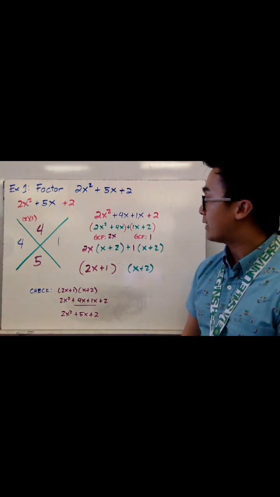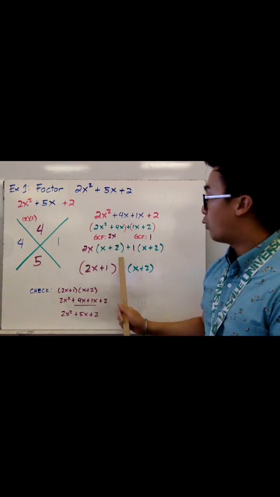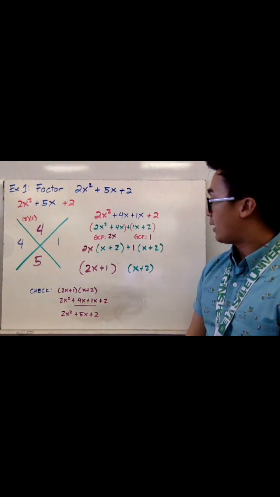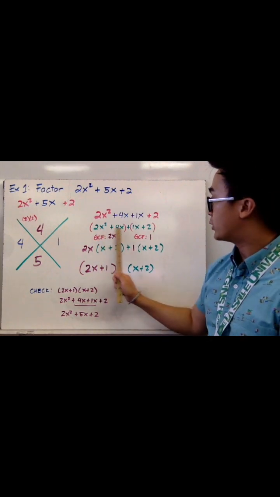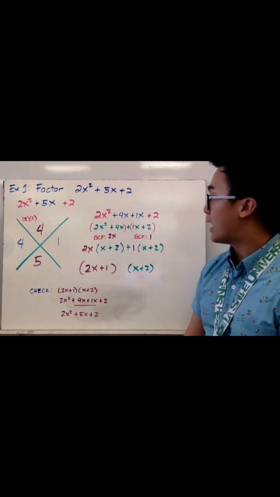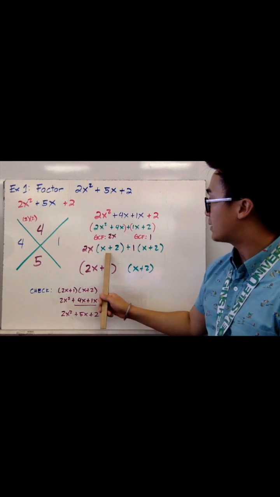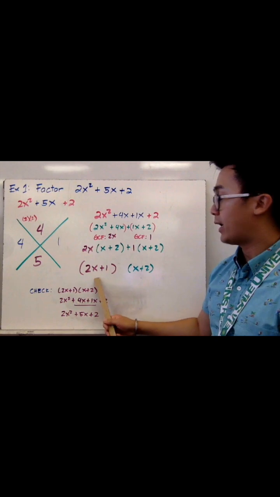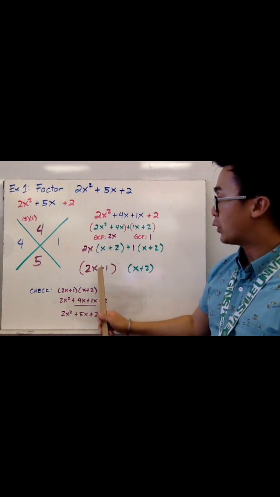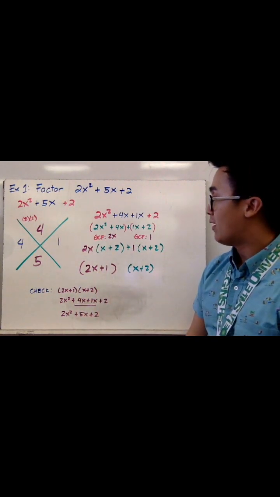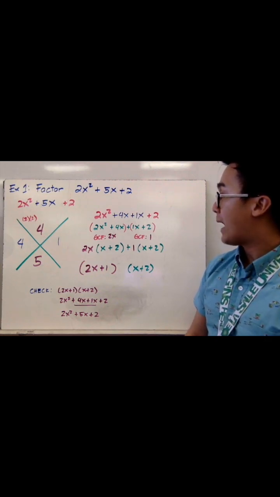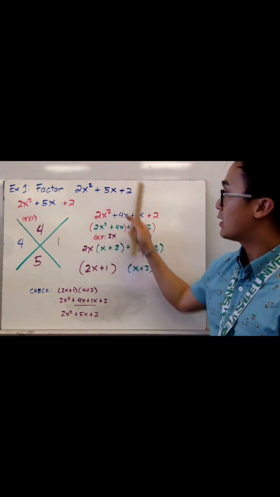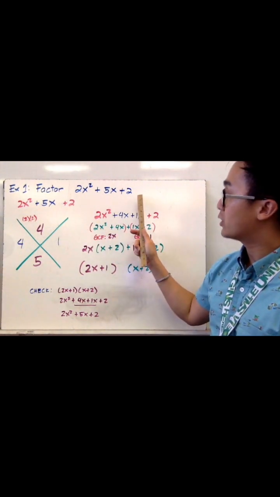You will notice that in this stage, our parentheses are the same, because now we have generated a common factor between our two groups. In this case, we're now able to factor out x plus 2, and we are left with 2x plus 1. So now we have 2x plus 1 and x plus 2 as the factors of this quadratic equation.